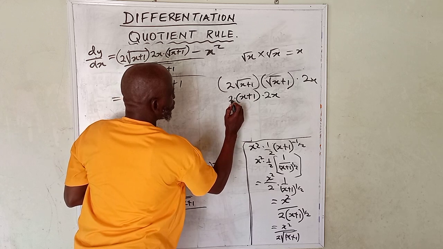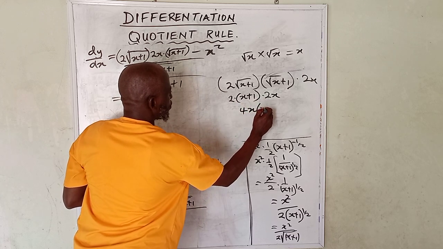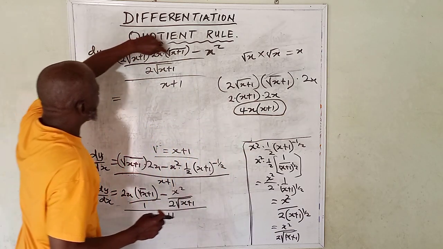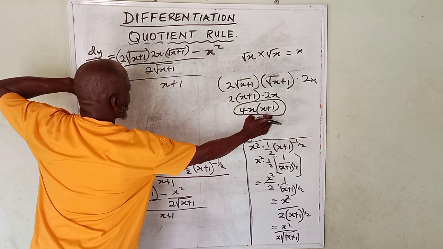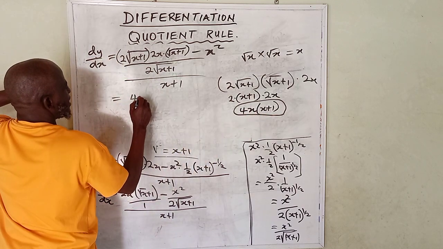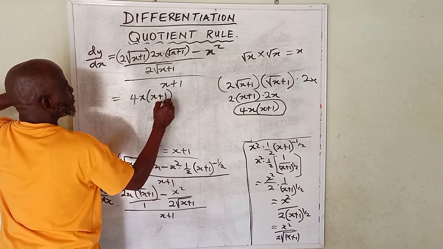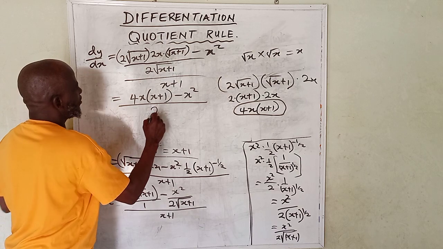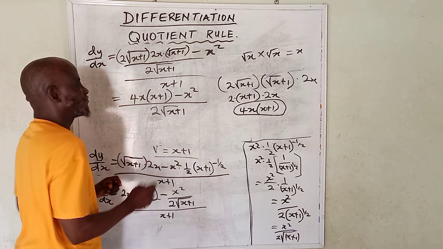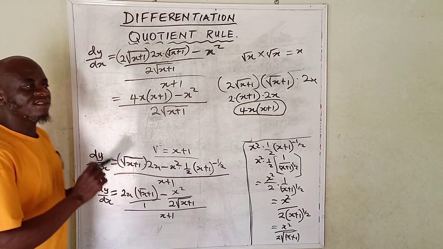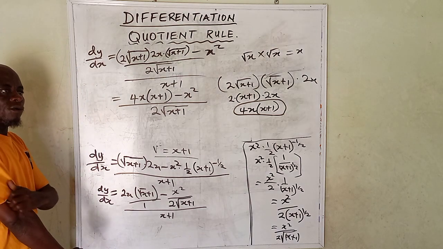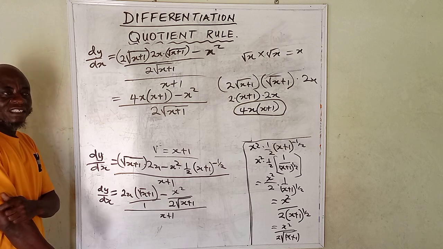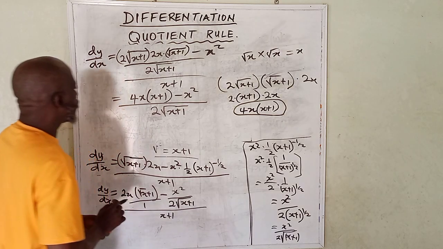Then this is the same thing. 2 times this is 4x into x plus 1. Do you see this? That means the whole of this on top here can be written as 4x into x plus 1 minus x squared, all over 2 into x plus 1. You can go over it when you go over this video. You go over it the first time, the second time, you understand it better. Now, we go ahead.